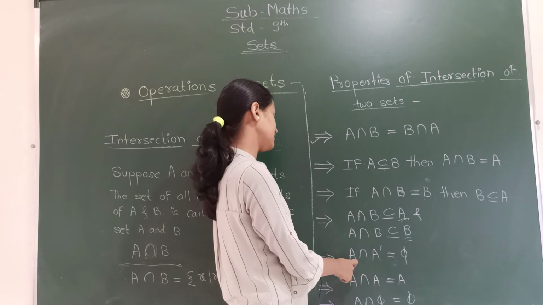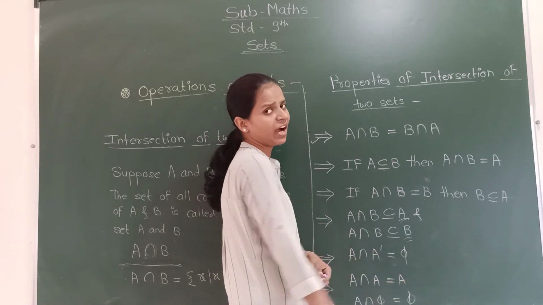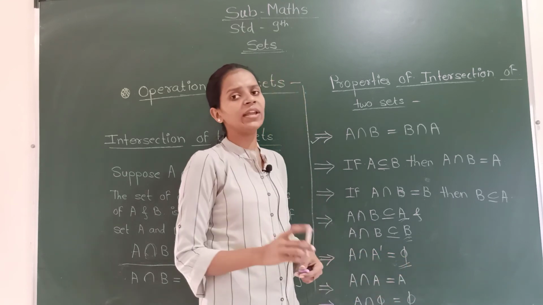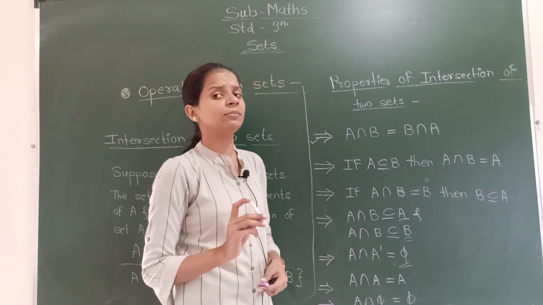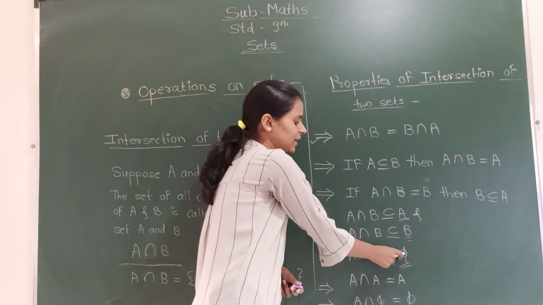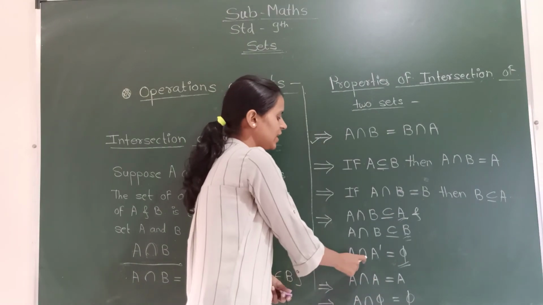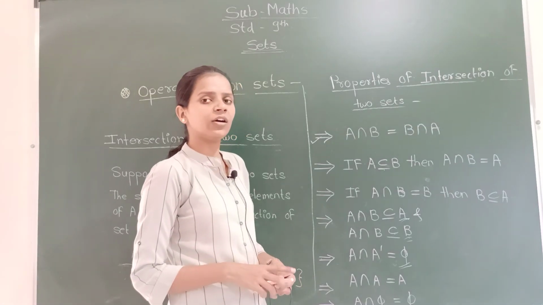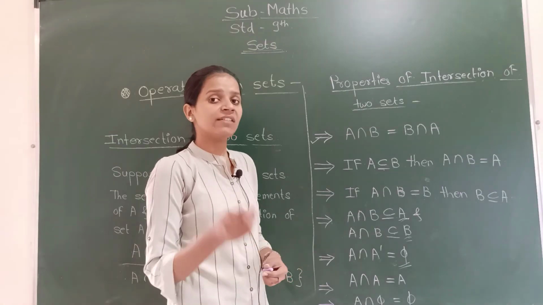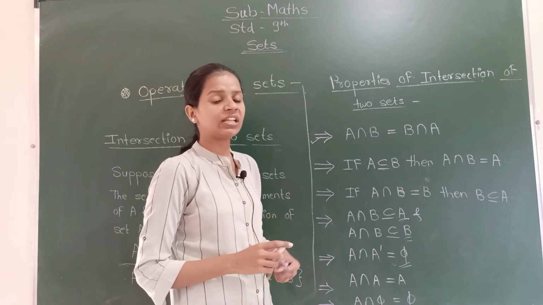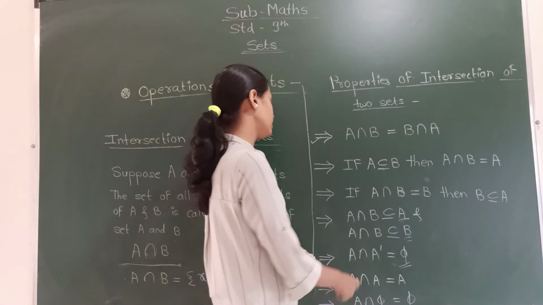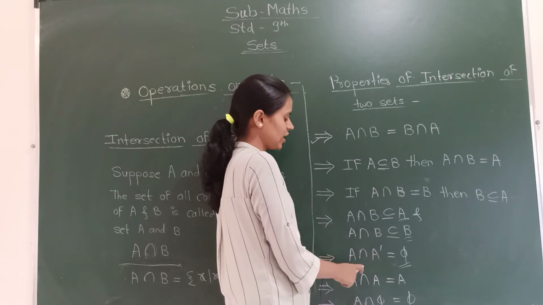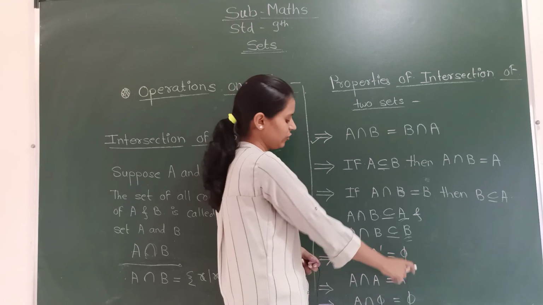Next, see A intersection A dash is phi. Phi is the empty set, or the set containing no single element, called the empty set and denoted by phi. So A intersection A dash is equal to phi. A dash are the elements which are not present in set A but are in the universal set. Therefore, there can't be a common element between A and A dash. Therefore, A intersection A dash is equal to phi.